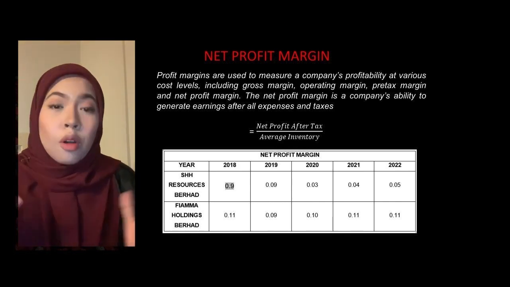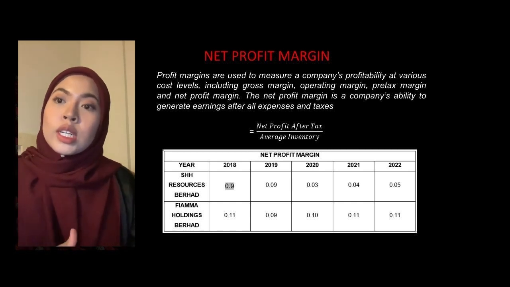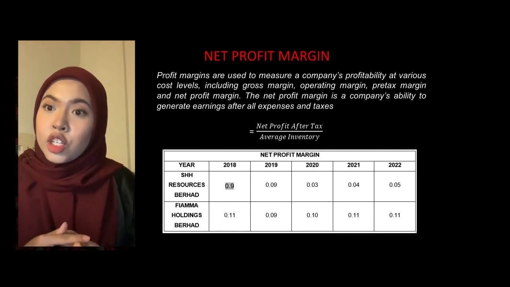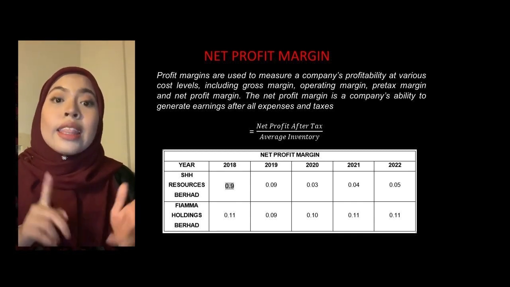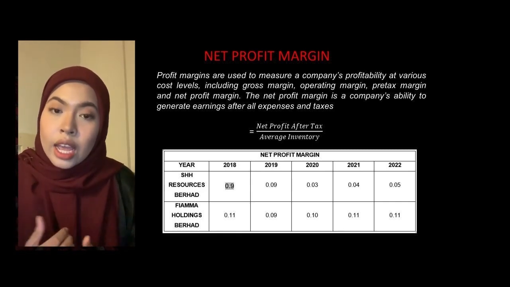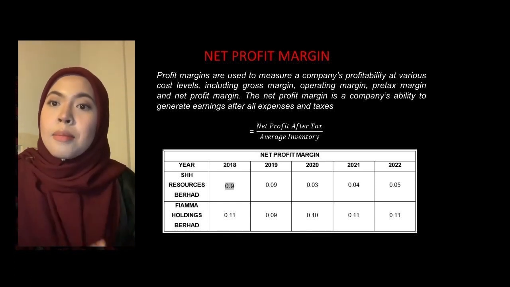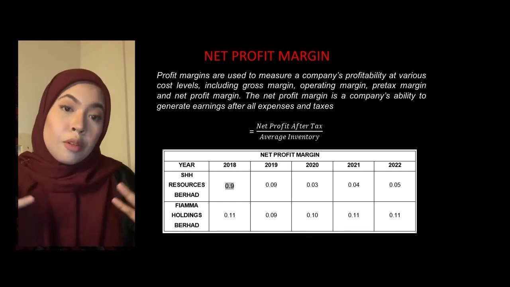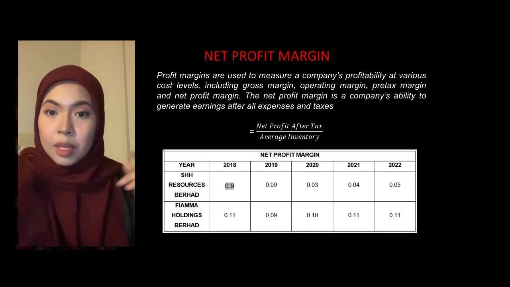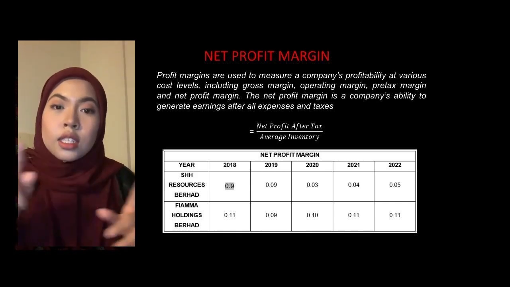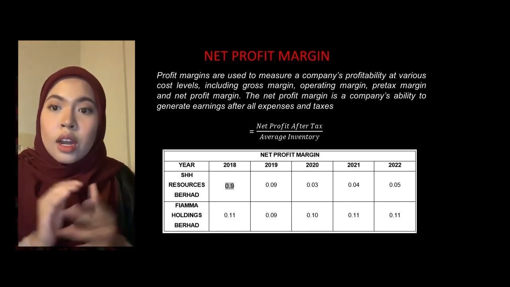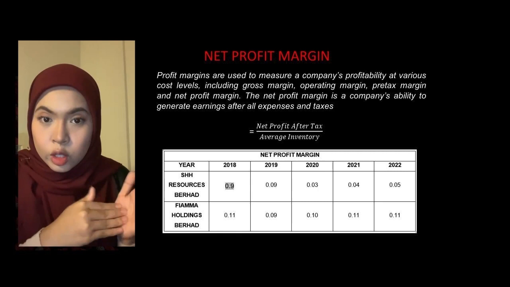What is a profit margin? Profit margins are used to measure a company's profitability at various cost levels, including gross margin, operating margin, pre-tax margin, and net profit margin. The net profit margin is the company's ability to generate earnings after all the expenses and taxes. The formula to get the net profit margin is net profit after tax divided by average inventory. Below is the table of the net profit margin between SHH Resources Berhad and Fiamma Holdings Berhad from 2018 until 2022.